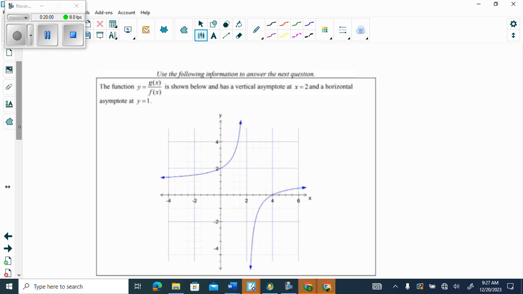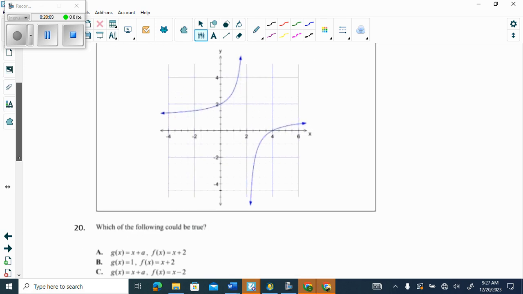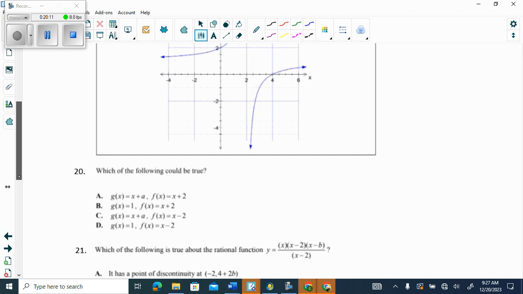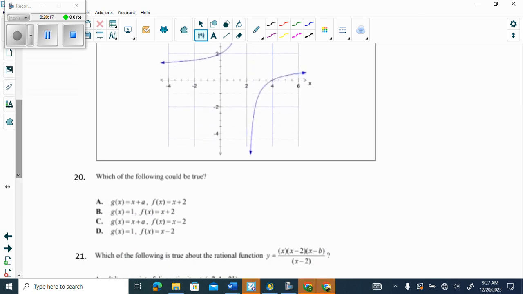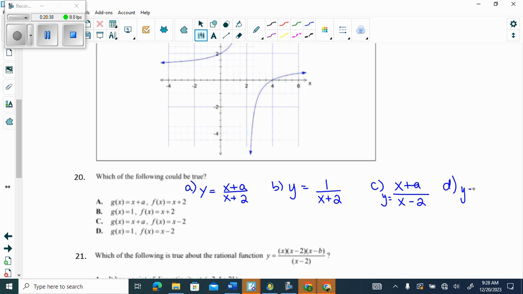The function y equals g of x over f of x is shown below, and the vertical asymptote is at x equals 2, and horizontal asymptote at y equals 1. Which of the following could be true? So, I know I can write these out. Y equals g of x over f of x, so I could do this one. B would be y equals g of x over f of x. C, y equals g of x over f of x. And D would be y equals g of x over f of x.